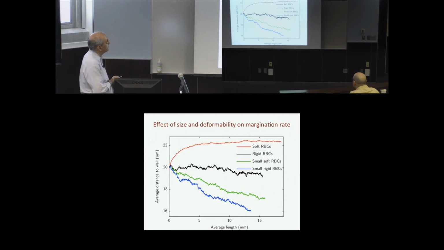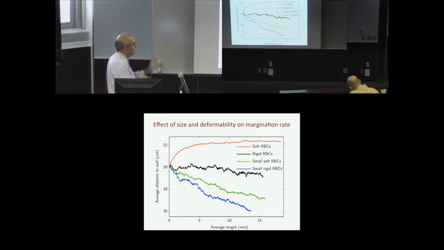The red is the amount that the soft RBCs migrated to the center. So we take that amount and we just add it to the center, which is at 20 micron. Then the other 3 are rigid, small soft, and small rigid. And at least to our surprise, we saw that small rigid RBCs are migrating faster than the other 2 cases. So it is not only the size or the softness and rigidity, but it is both the size and the rigidity of the platelets that is contributing to a higher rate of margination.